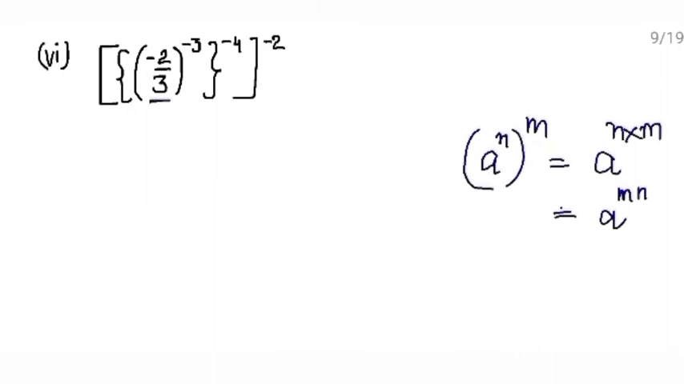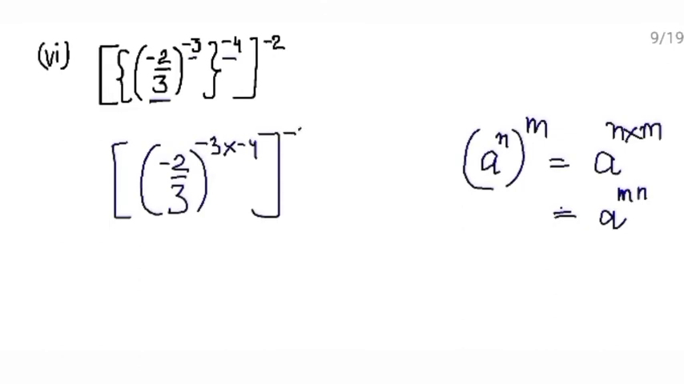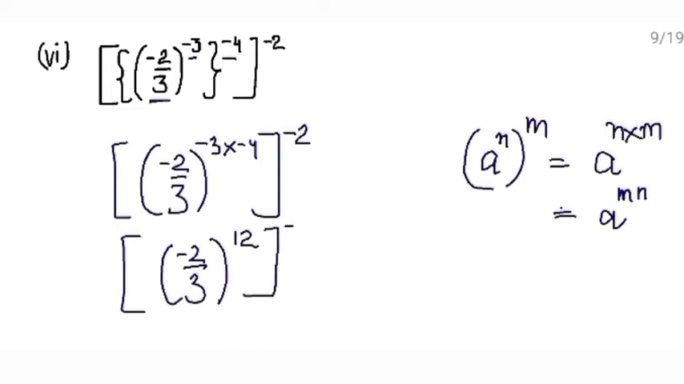So similarly we will do here. Here this is the base and these are the powers. So we will multiply them. Minus 2 upon 3, multiply the powers, minus 3 multiply minus 4. This will become minus 2 upon 3. 3 fours are 12 and that will be of plus sign, and outside this bracket there is minus 2.